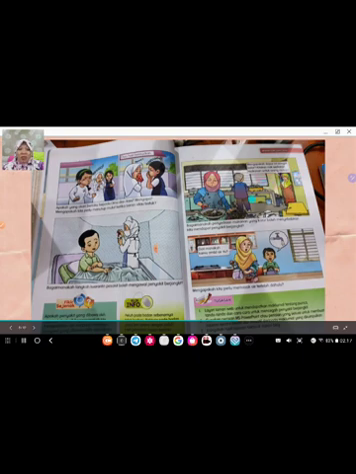Tengok, comotnya tukang masak ni. Kalaulah macam ni, kalau awak tahu, awak takkan makan kan. Tapi kadang-kadang kita tak tahu. So, make sure when you are eating outside, please choose the best place. Pastikan awak pilih tempat makan yang dijamin kebersihannya.